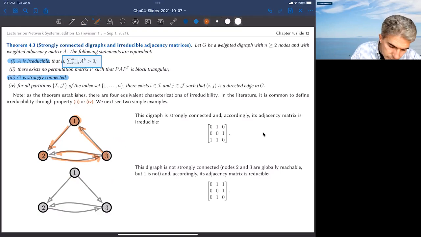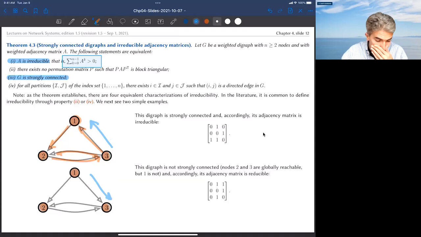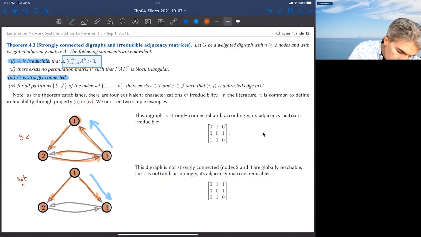Here's another example. I have node one, node two, node three. Now I have taken the edge that was going from three to two, and I've changed the direction and made it from one to three. That small change is very significant because now you can go from one to two and from one to three, but there is no way of going back once you are in the compartment of nodes two and three. You cannot go back to one. So by inspection, the first is strongly connected. This one is not strongly connected, although it has two globally reachable nodes, which are two and three.